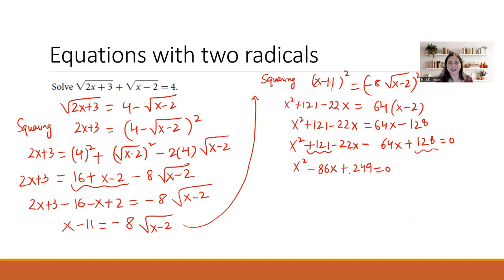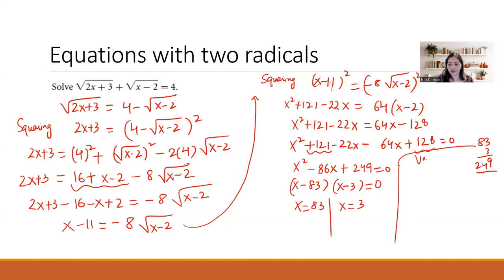Now you land up at the same situation. You get a quadratic equation. You can use your own technique to solve it, but I'm using factorization here. So I can see 249 is 83 times 3, and 83 and 3 will give me 86. So minus 83 and minus 3 are the factors, and then solving them individually, I will get 83 and 3. So I got two solutions, and now we have to do the verification part.